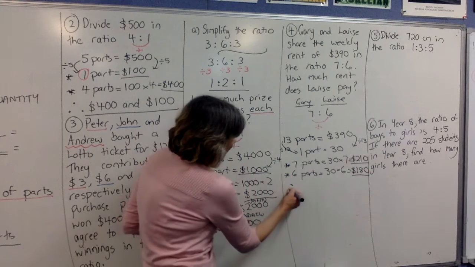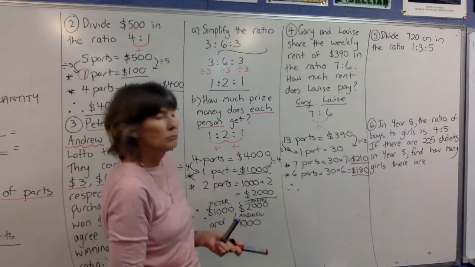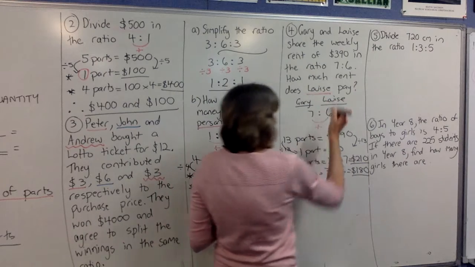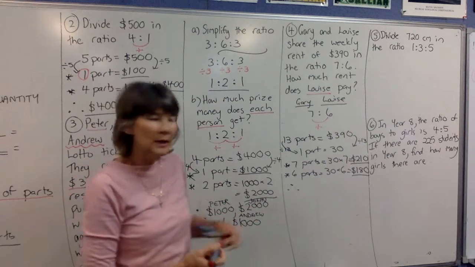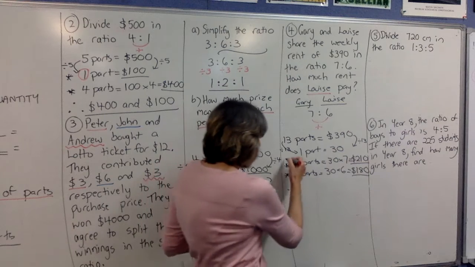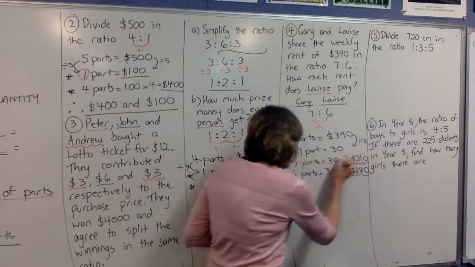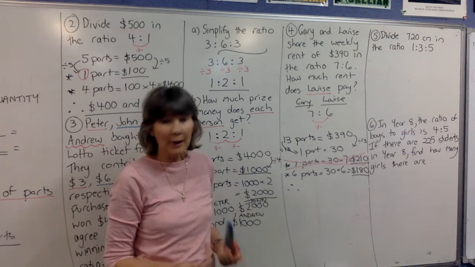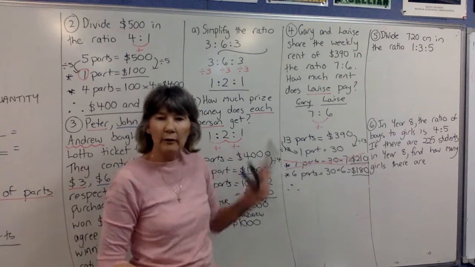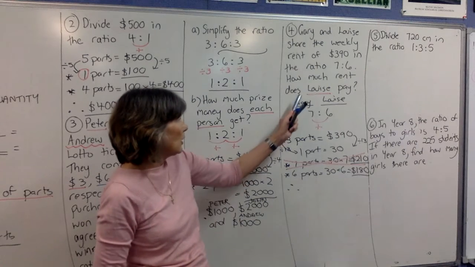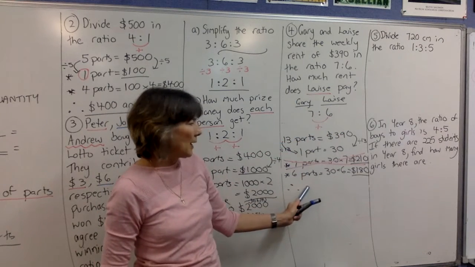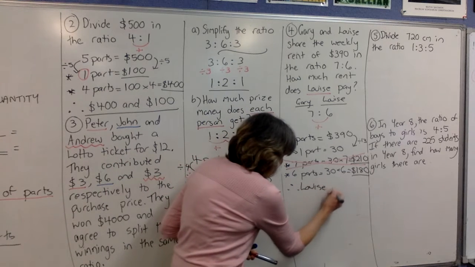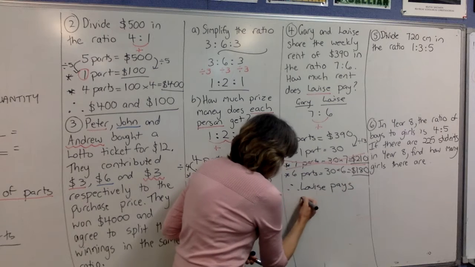So in the end, for your answer, how much rent did... Oh, I did too much working, didn't I? I should have read the question. We only want to know about Louise. So Louise was the 6 parts. So I did not need to do that at all. Okay, so I've done too much working. I've wasted a bit of time. If I had have read the question properly, I would have gone, okay, it's only Louise. I'll only work out the 6 parts. So we write down Louise pays $180.